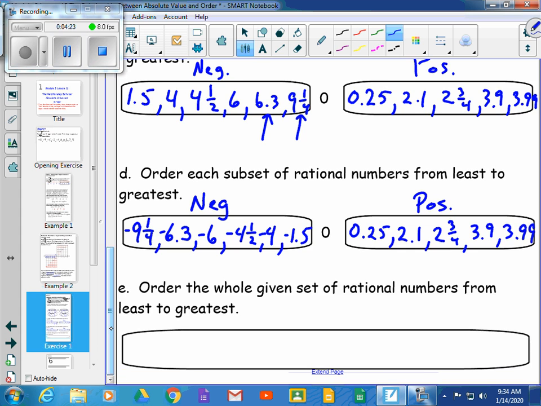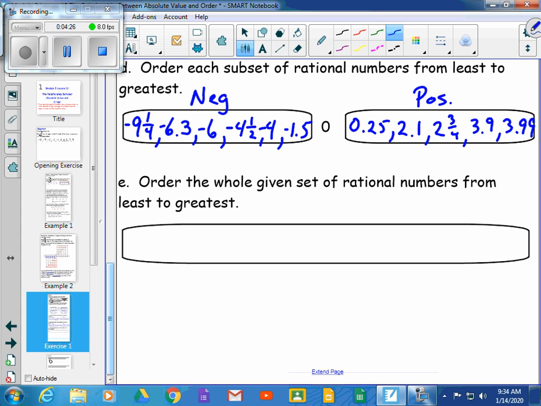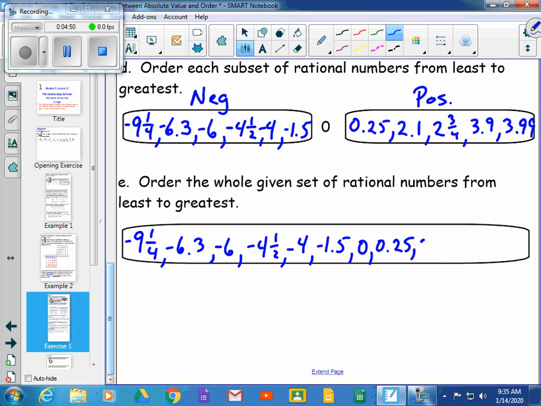Finally, I'm going to put it all together. Put all those numbers together in order from least to greatest. So basically, I'm copying the same list that I have. When putting numbers in order from least to greatest, we have to remember that the negative numbers have the opposite order of their absolute values, but positive numbers are going to have the same order as their absolute values.